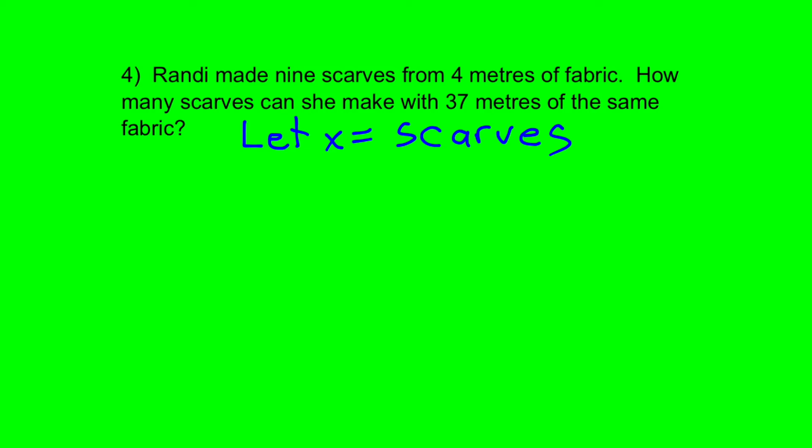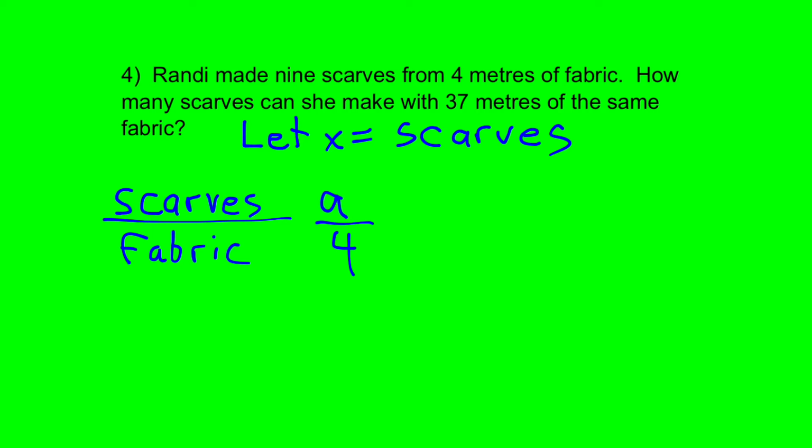And in the problem, we're comparing scarves to fabric. So we'll want to write that as our ratio. Scarves being compared to fabric. And so we want to look for numbers in that problem that make that comparison. I see 9 scarves compared to 4 meters of fabric. So 9 to 4. And for our second ratio, our unknown is scarves, so unknown will be X. And we want to know how many scarves we can make with 37 meters of fabric. You can see that comes right from the problem.